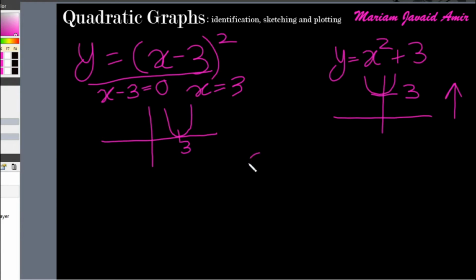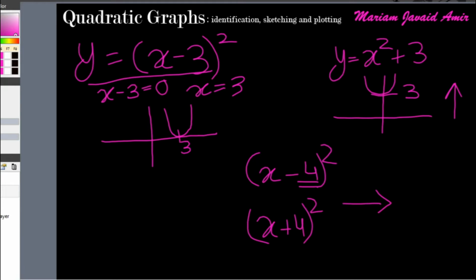Now when we write a number inside the whole square, this thing moves the graph either to the right side or to the left side, not up and down anymore. And if it's -4, it will move graph 4 units to the right on the x-axis. And if it were +4 whole square, it will move the graph 4 units to the left on the y-axis.